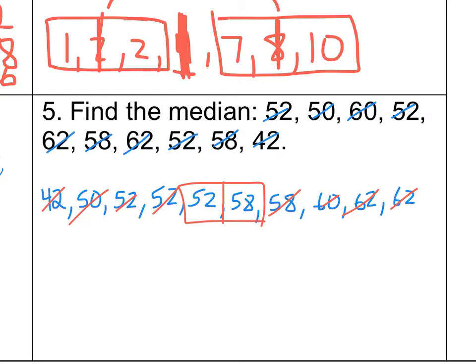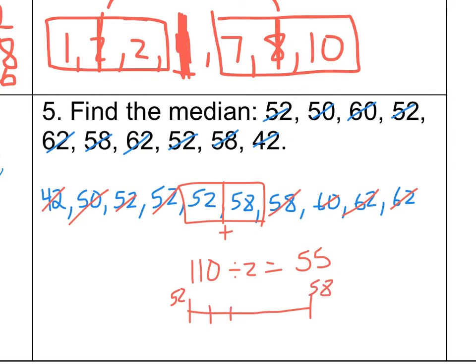So 58 and 52 is going to be 110 when you add them together. And then when you divide that by 2, you're going to get 55. And that makes sense because if this is 52 and this is 58, 53, 54, 55, 56, 57, 58. Look, it's like right in the middle, right, of both of those. So it worked out.